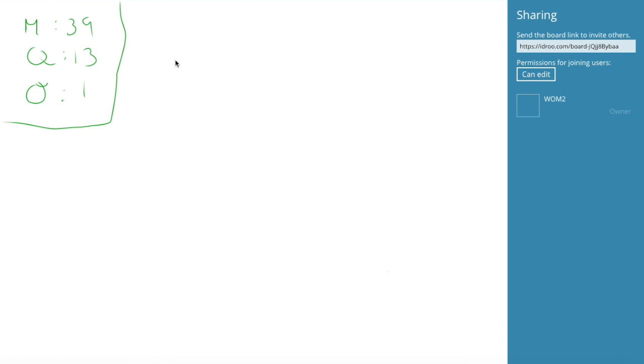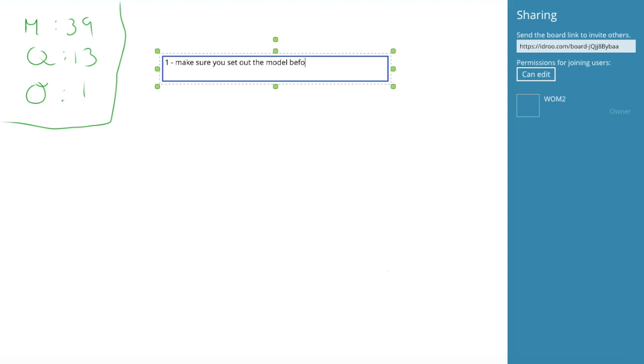So just a few key takeaways that I feel are important. One is, make sure you set out the model before answering the questions. What I mean by that is you were given some clues at the beginning: 3 moos in a quack, 13 quacks in an oink. And if you waited for each question to do the actual conversion, it will get quite messy and time consuming. What we did, if you recall, we automatically set out the relationship between the three, kept it handy in the corner to be able to always refer to.